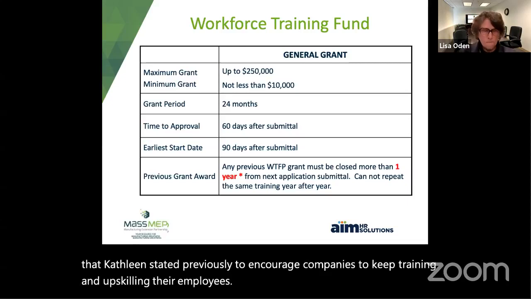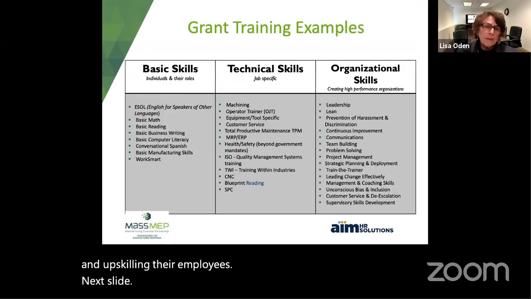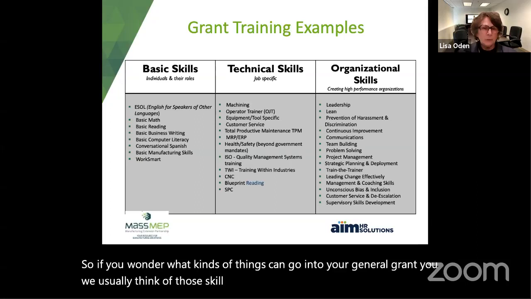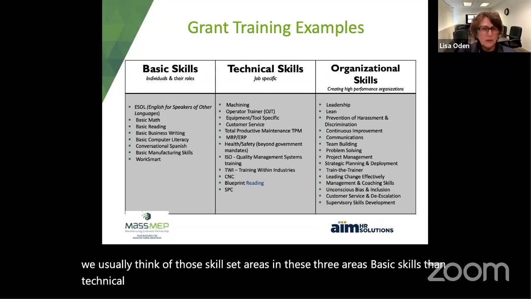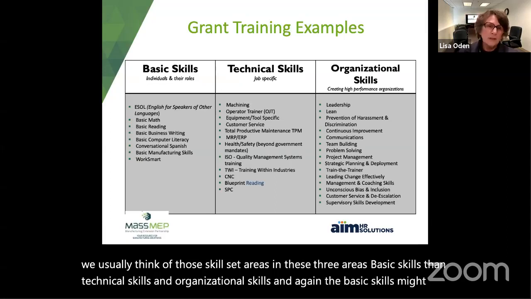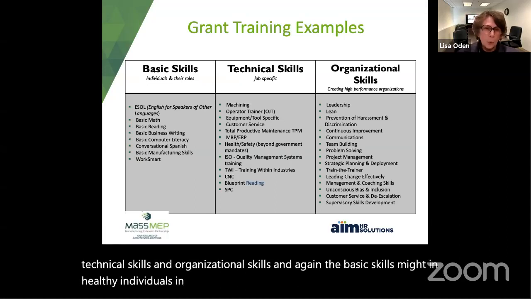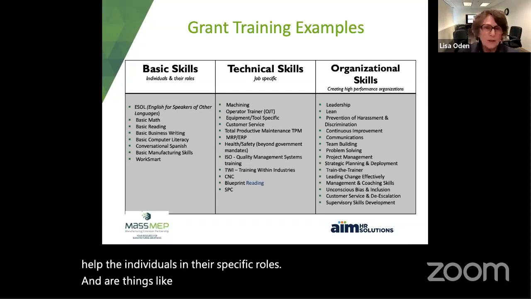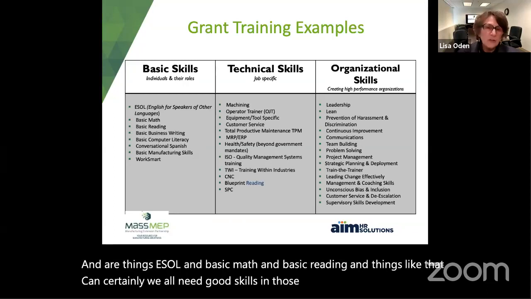Next slide. So, if you wonder what kinds of things can go into your general grant, we usually think of those skill set areas in these 3 areas: basic skills, then technical skills, and organizational skills. And again, the basic skills might help the individuals in their specific roles, and are things like ESOL and basic math and basic reading and things like that, that we all need good skills in those kinds of areas in order to succeed in our jobs.